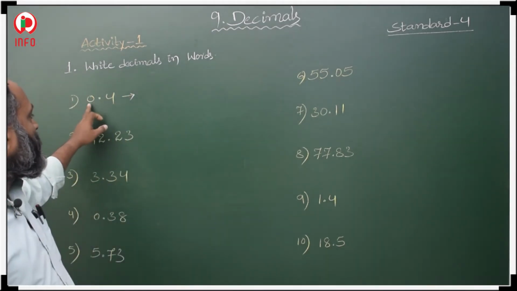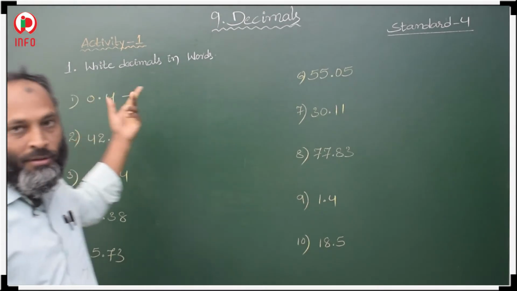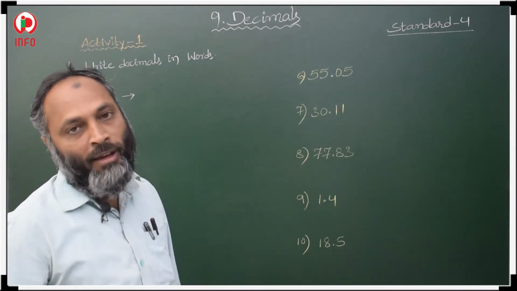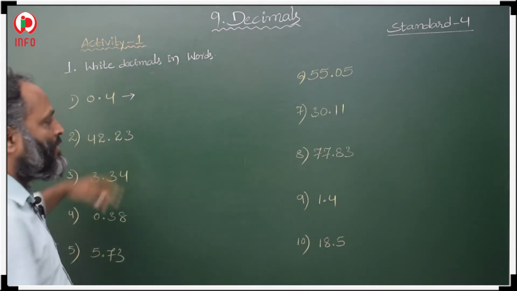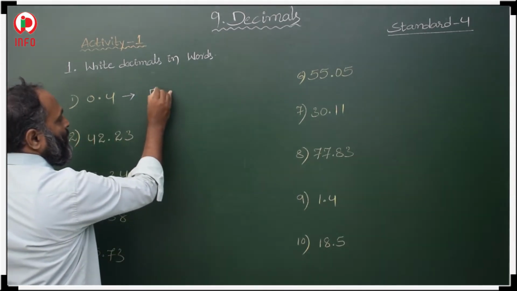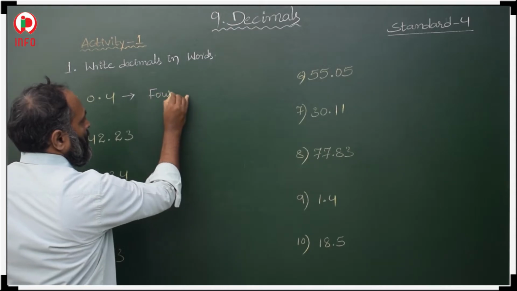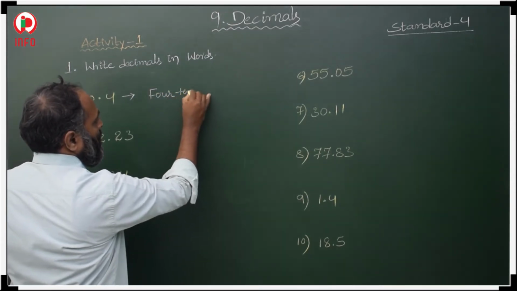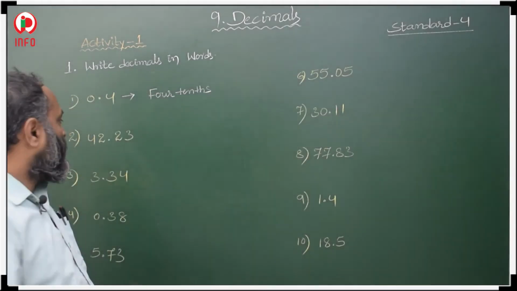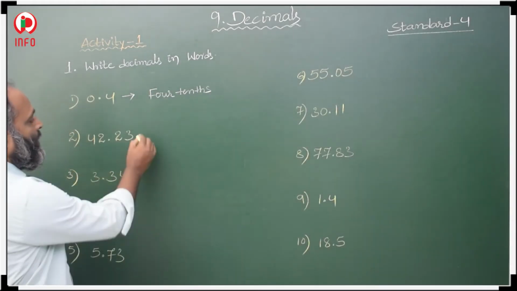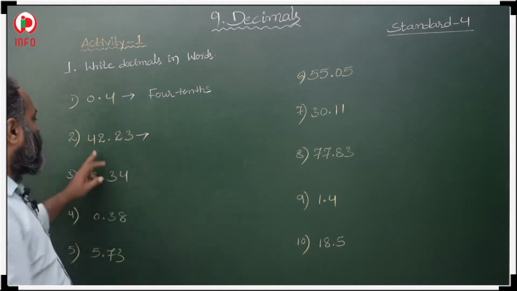Here, before the decimal point on the left side, there is 0. So 0 does not have any value. Here 4 is in the tenths place. It means 4 tenths. Okay.